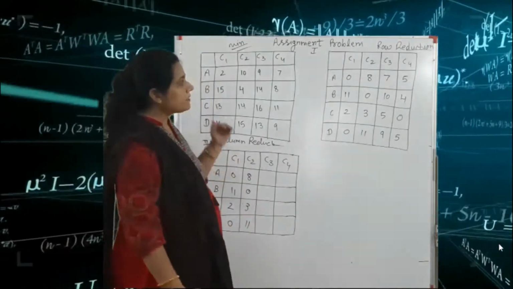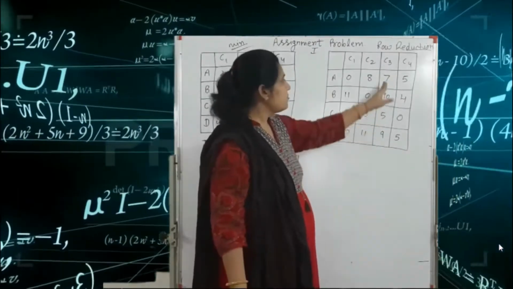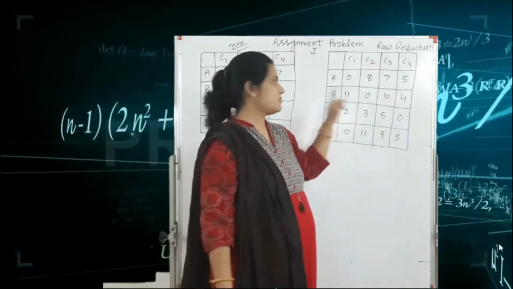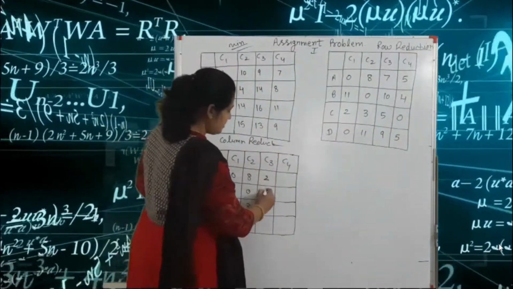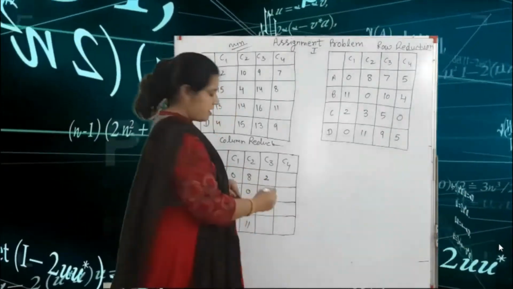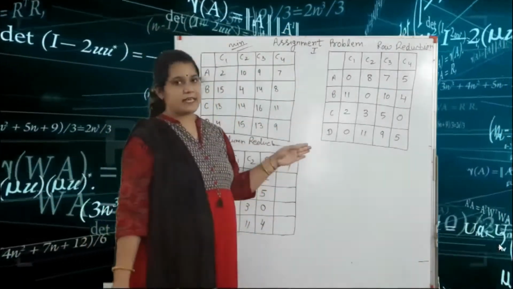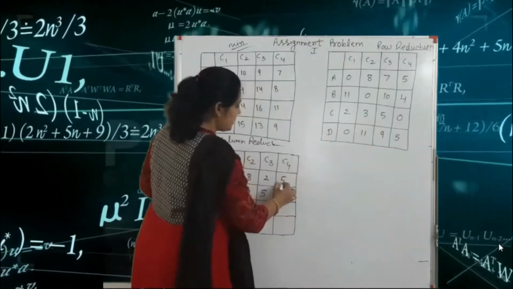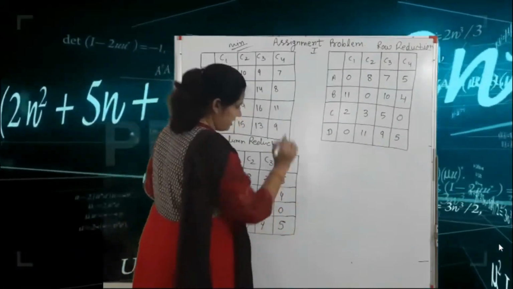Got it? But in the third column, nothing is zero. So here we choose the minimum number. The minimum number is 5. So 7 minus 5, 2. 10 minus 5, 5. 5 minus 5, 0. And 9 minus 5 equal to 4. And the fourth column stays as it is because a zero is included. So here we write 5, 4, 0, and 5.